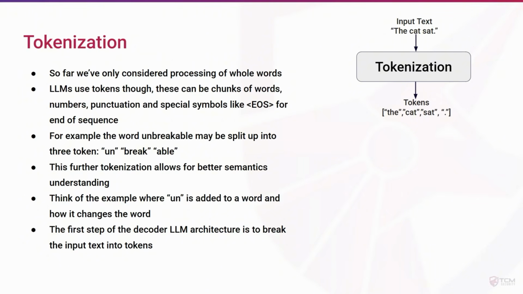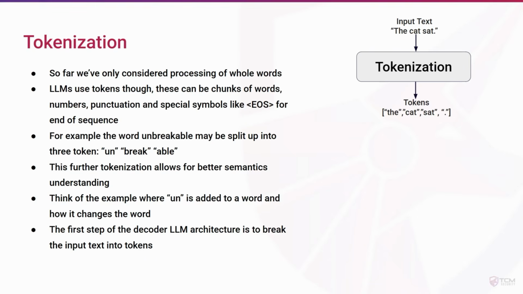So just as an example, if you think of something like the word unbreakable, then this could potentially be split up into 3 tokens: un, break, and able. And this further tokenization allows for better semantics and understanding. You can think of the example where un is added to different words and how it actually changes the word, just to give you an idea of the importance of splitting those out into tokens.